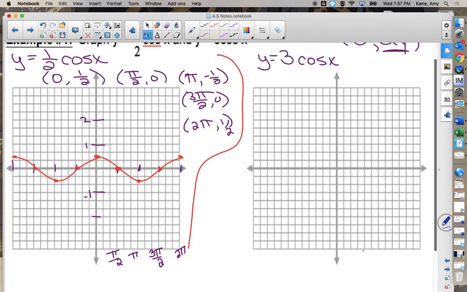And then the other one just says y equals 3 cosine x. Still cosine. So this one now should stretch because the y value is being tripled instead of it being half.